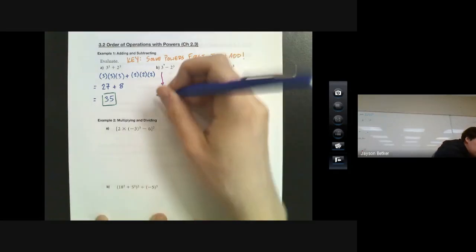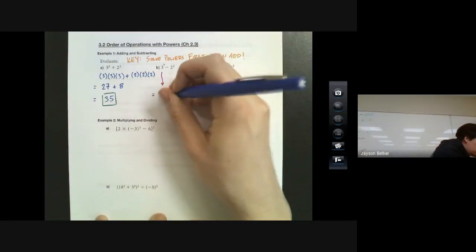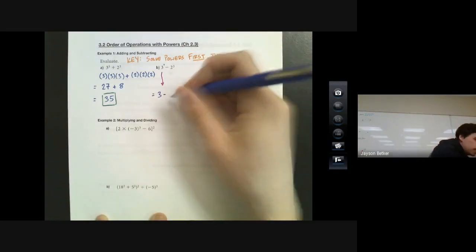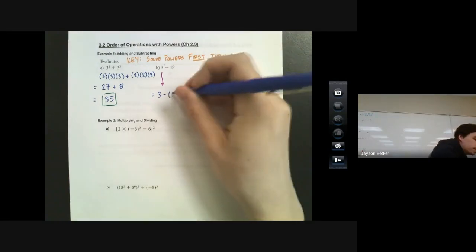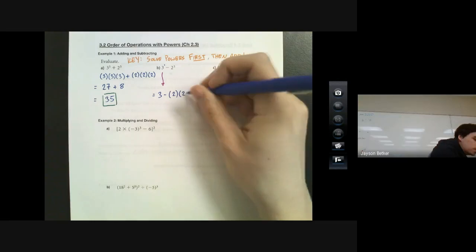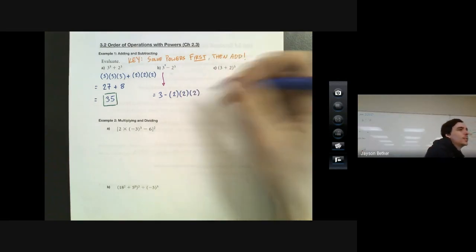All we need to do is just rewrite that 3, and then minus and evaluate the 2 cubed, or the 2 to the power of 3 separately. 2 times 2 times 2.